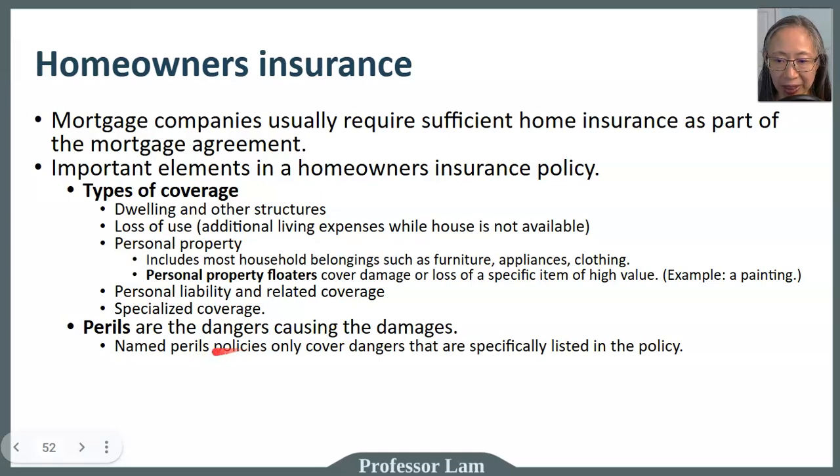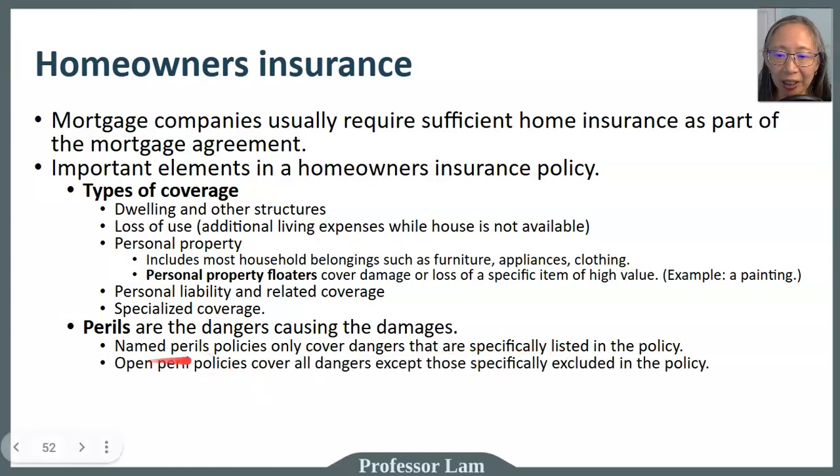So named peril policy, very interesting term. It means that you only cover dangers that are listed in the policy. If something caused the damage but is not listed in the policy, that will not be covered. An open peril policy means that they will cover all damages except those that are listed in the policy. So anything that will not be covered is listed. Those are the exclusions. The named peril only covers the ones that are listed. So they're exact opposites. Open peril policies are more common because it's easier to know what is not covered than it is to name all the things that you want to cover.